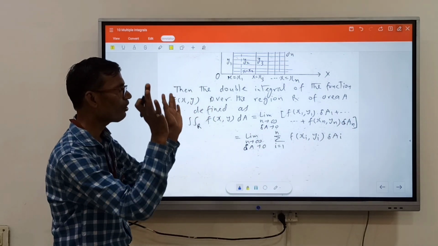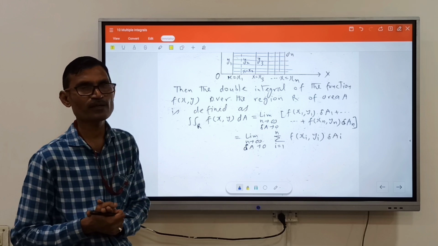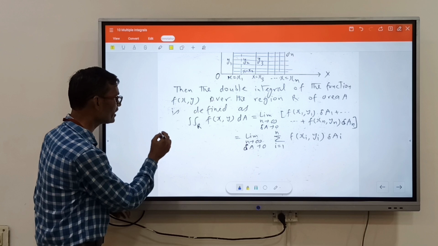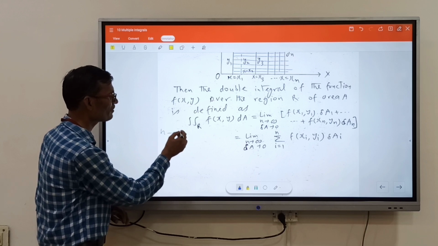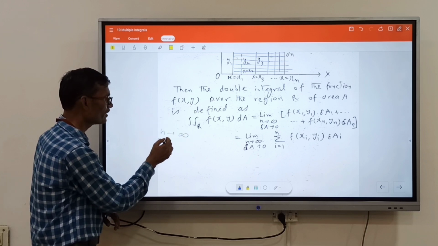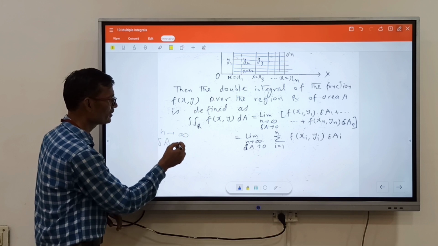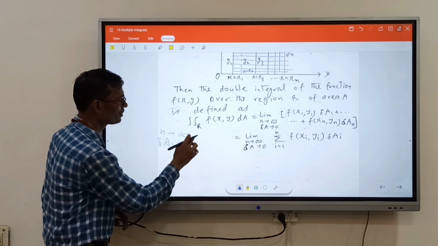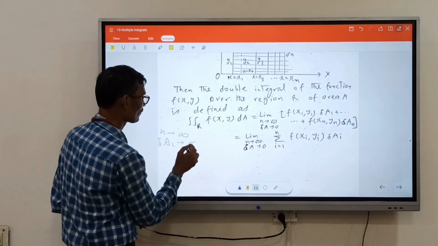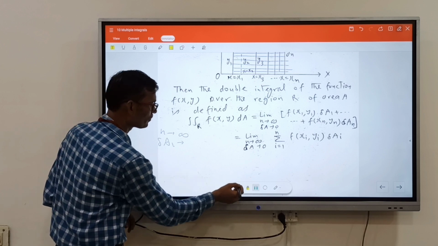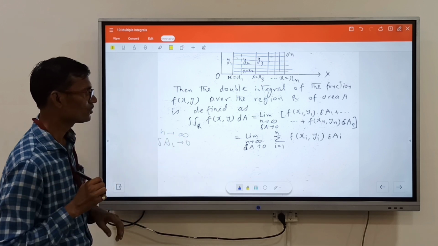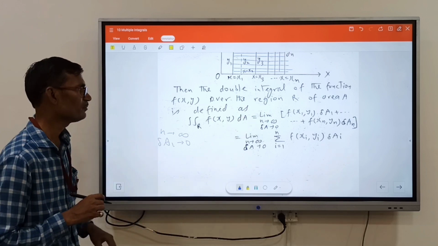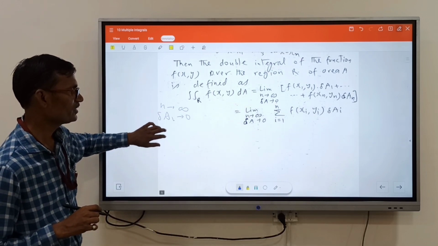If we add all these products and then take the limiting form, where we increase the number of subdivisions, the area of each rectangle will tend to 0. In this limiting form, this summation is called the double integral, which is written like this.